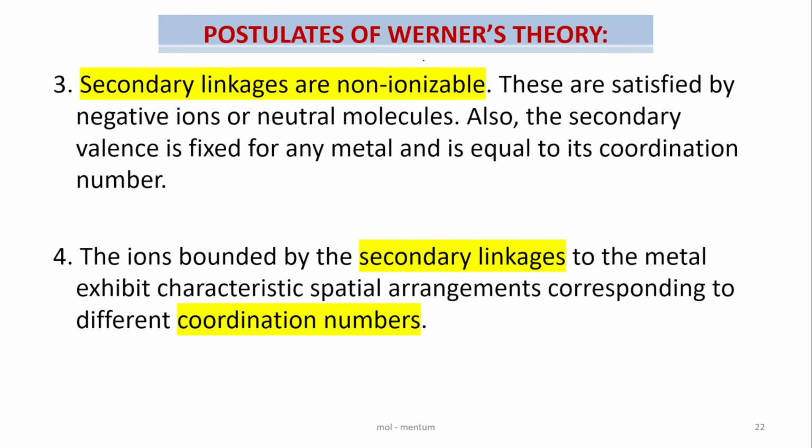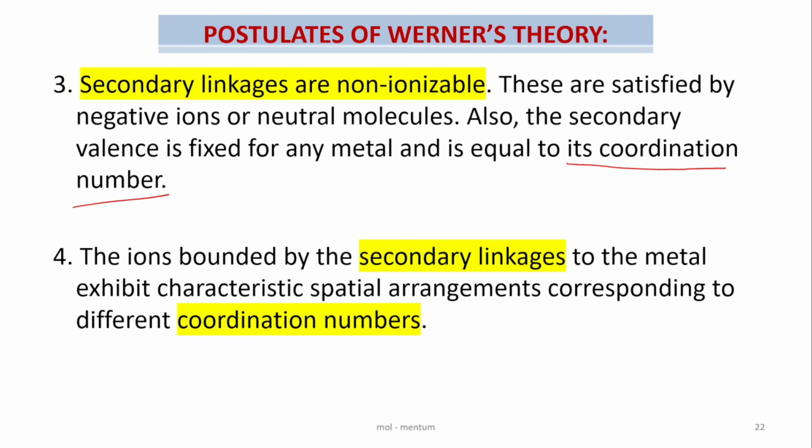Third point, secondary linkages are non-ionizable. That means only primary are ionizable, whereas secondary linkages are non-ionizable. Primary linkages are satisfied by negative ions, whereas the secondary ones are satisfied by either negative ions or neutral molecules. So in secondary, there is a possibility of both negative or neutral. Also, the secondary valency is fixed for any metal and it is equal to its coordination number. This part is very important. Basically, secondary valency is just the value of the coordination number.